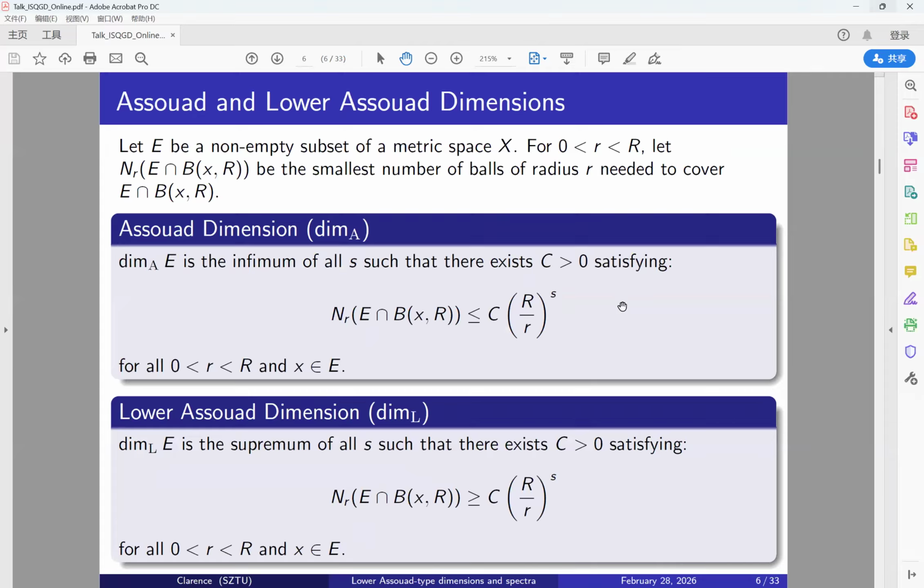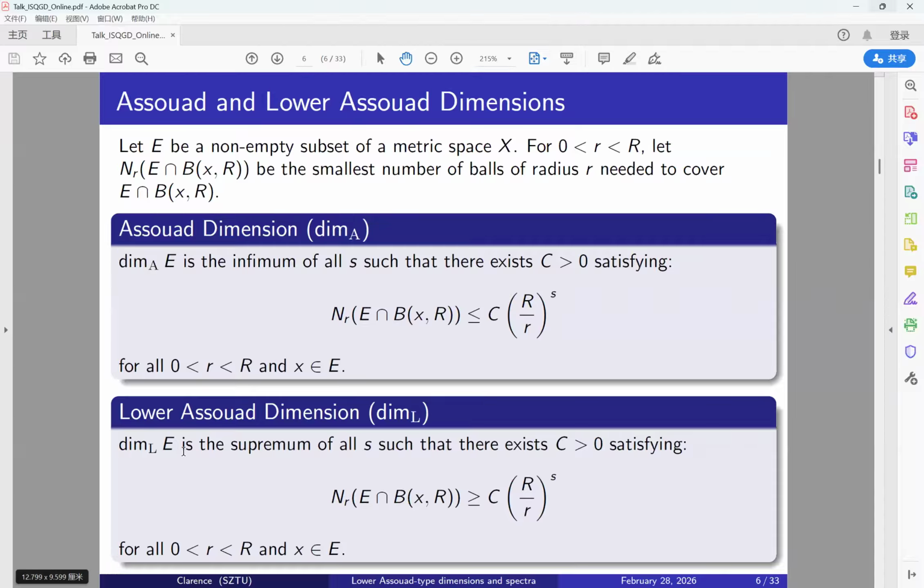Let E be a non-empty subset of the metric space X, and for any small r smaller than capital R, let N(r, E intersect B(x, R)) be the smallest number of balls of radius r needed to cover the region E intersect the ball. The Assouad dimension is the infimum of all s such that there exists a constant C such that for any small r, the r-cover of the capital R ball can be controlled by C times (R/r) to the exponent of s.